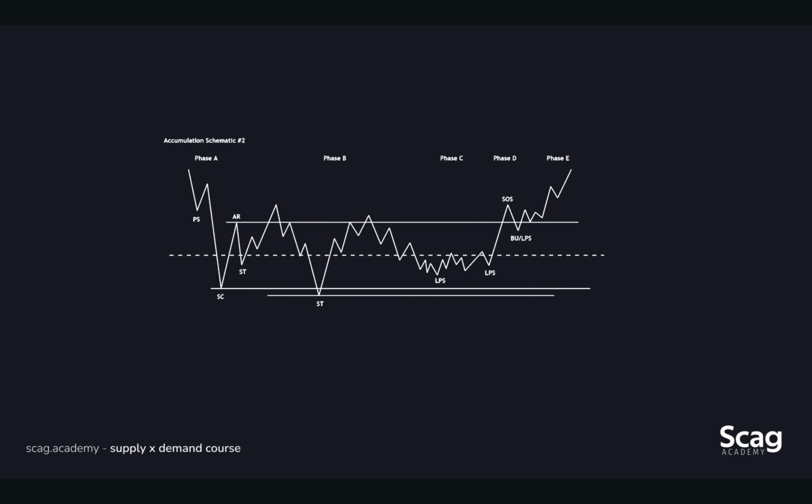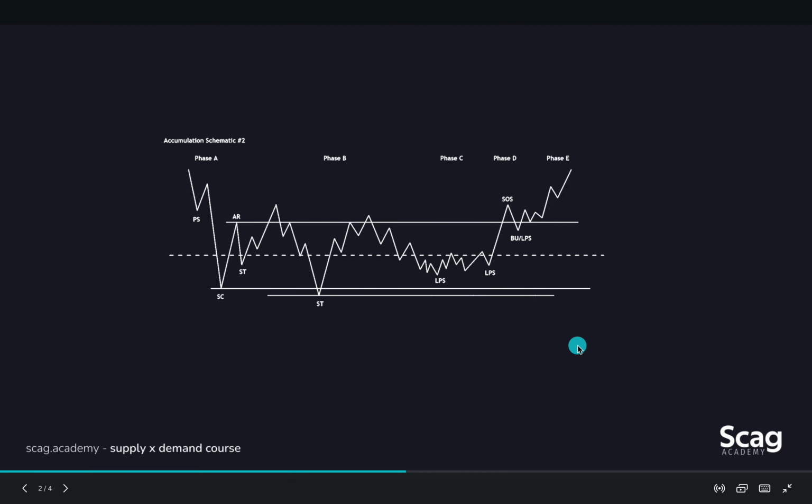We notice there's no push outside of the range here. There's no spring-like activity. So what we're going to do is actually look at a case study that is very similar to this. It's not completely similar. Again, there are going to be variables in the market, but nonetheless, we're going to take a look at a no spring environment accumulation.